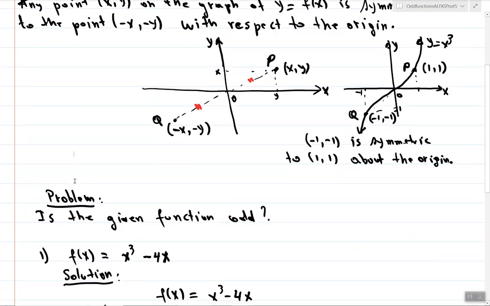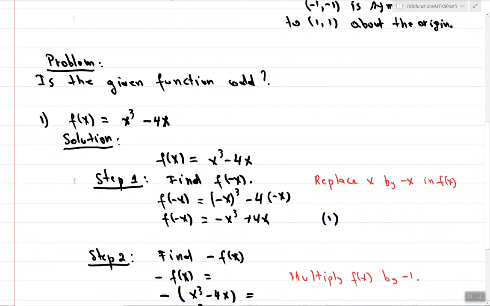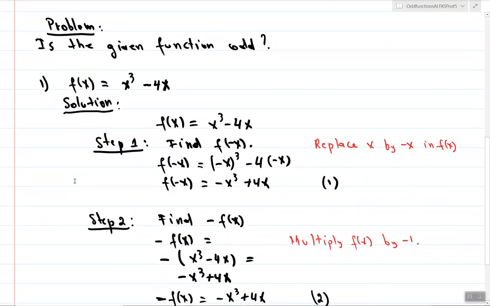Next, we go to the problem where it says they want us to check to see if this function is odd. So we write f of x equals x cubed minus 4x. So the first step is to find f of negative x.